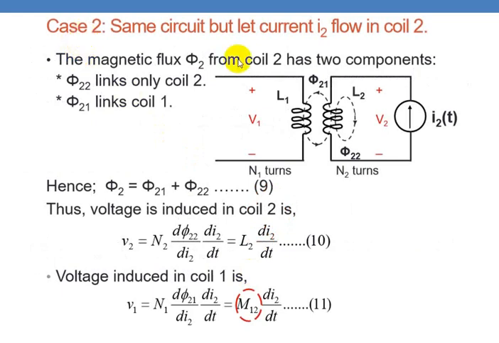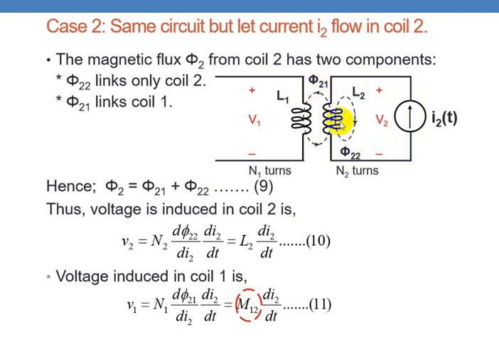Coming to the second case, same circuit but let current I2 flow in coil 2. So now the current I2 is flowing through this coil 2, and because of this phi 2 is produced.